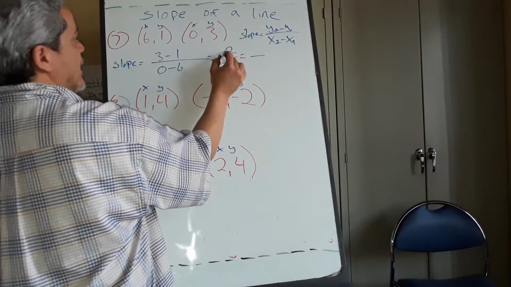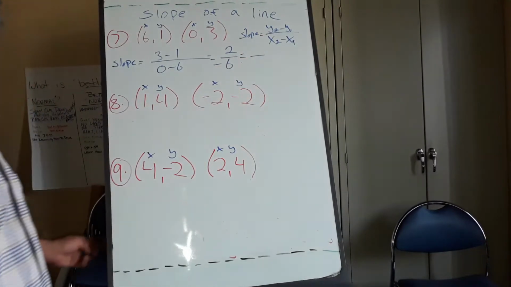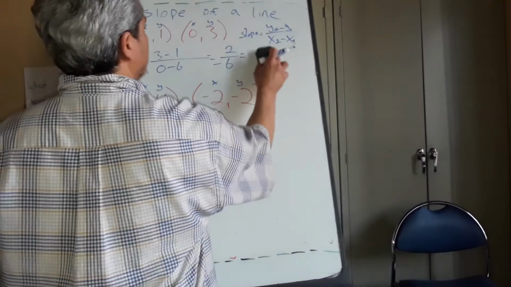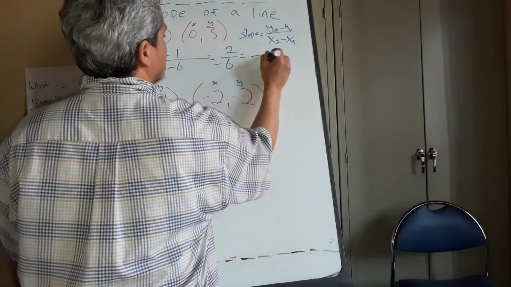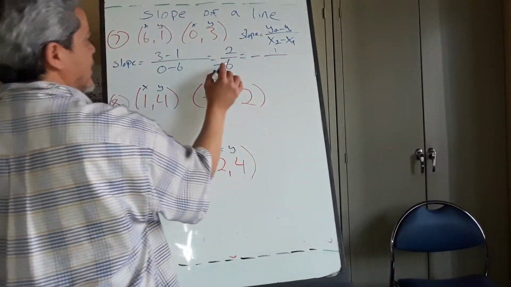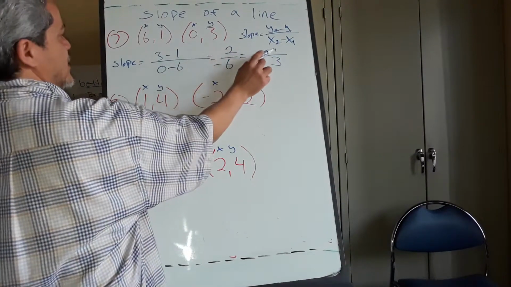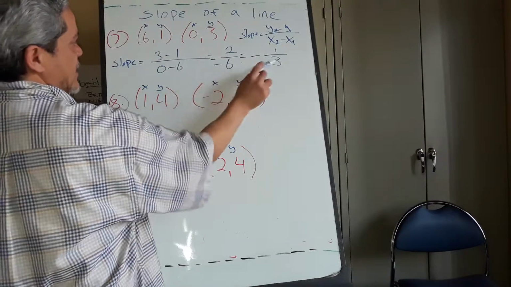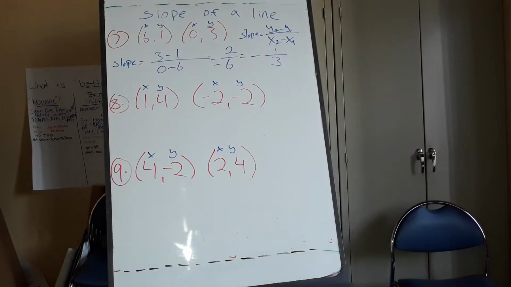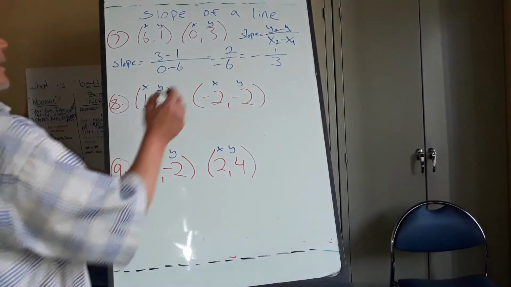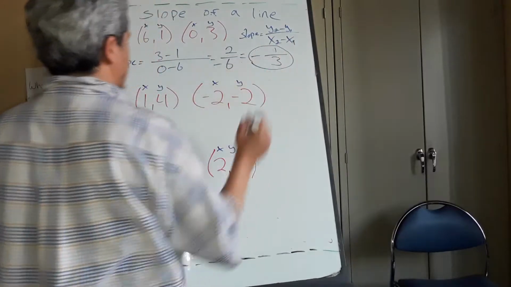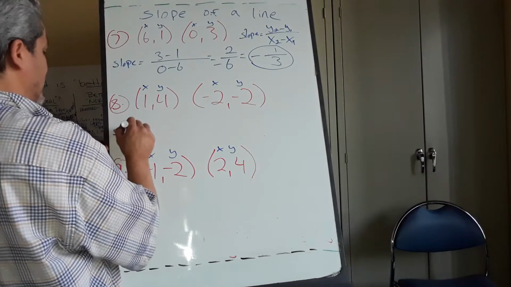We could reduce that. 2 goes into itself 1 time, and 2 fits into 6 3 times. So the slope for number 7 is -1/3. So that's your slope for number 7. Now your slope for number 8.